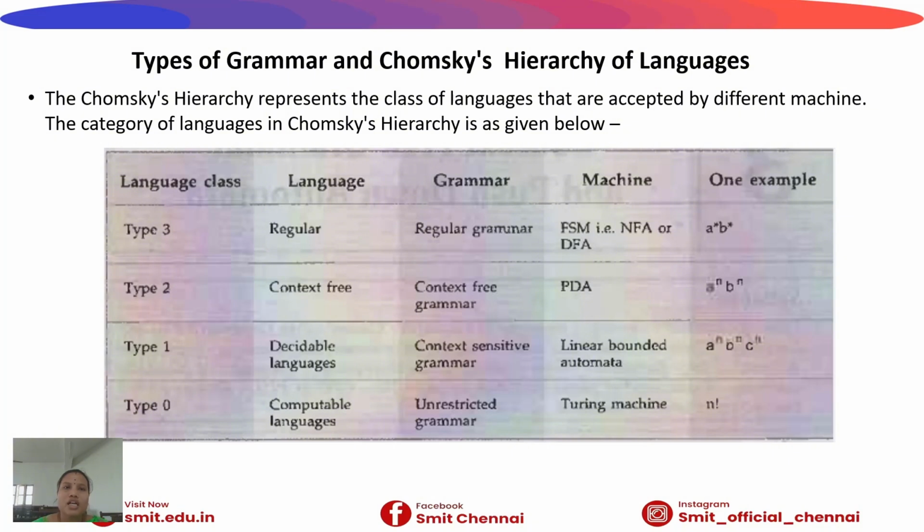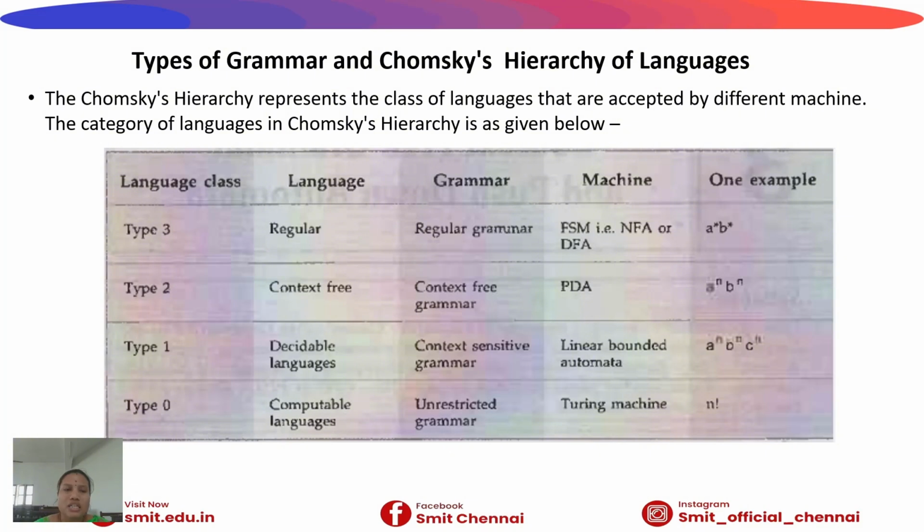The Chomsky hierarchy represents the class of languages that are accepted by different machines. Among the various types of grammar, type 3 means the language is regular and the grammar is also regular grammar. The machine is a finite state machine, NFA or DFA. An example is a star and b star. Type 2 is the context-free language, and the grammar is context-free grammar. The machine is a pushdown automata, and one example is a power n, b power n.